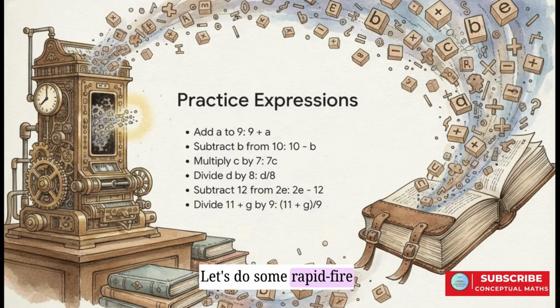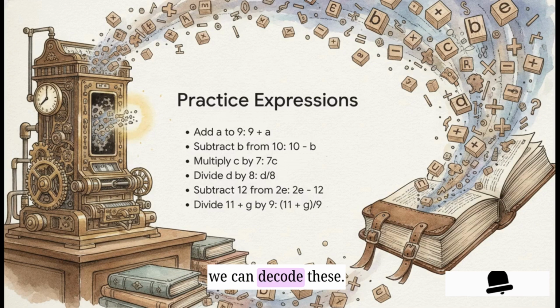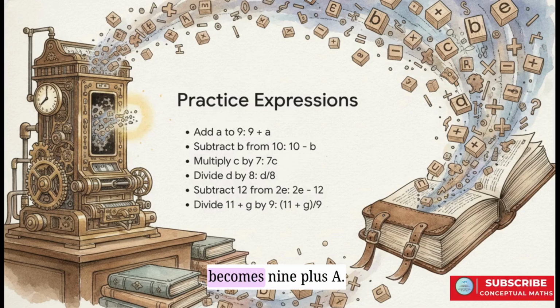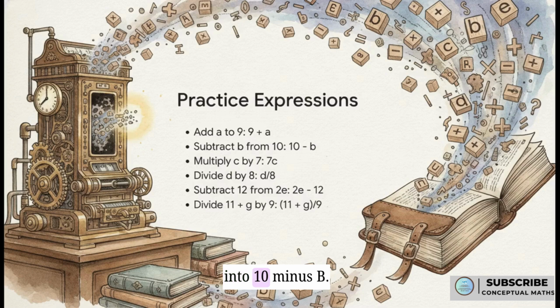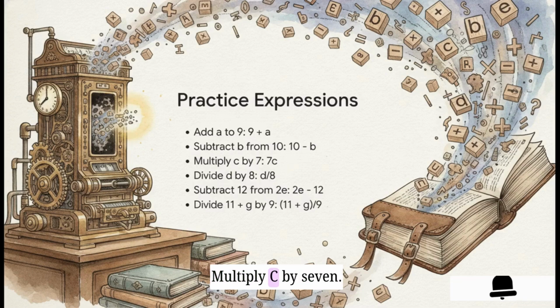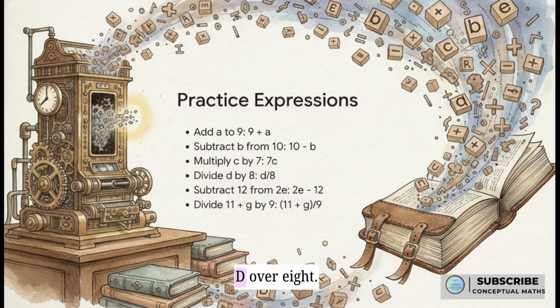Let's do some rapid-fire practice translations to really lock these rules in. Let's see how well we can decode these. Add a to 9 simply becomes 9 plus a. Subtract b from 10 translates cleanly into 10 minus b. Multiply c by 7, that's just 7c. And divide d by 8 becomes d over 8.